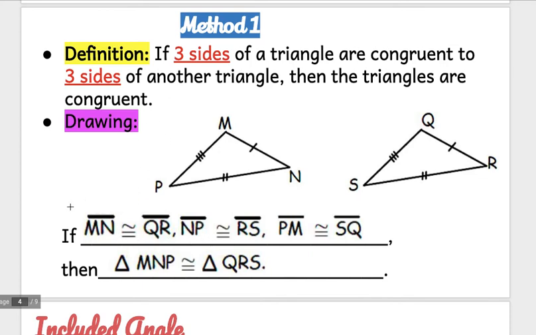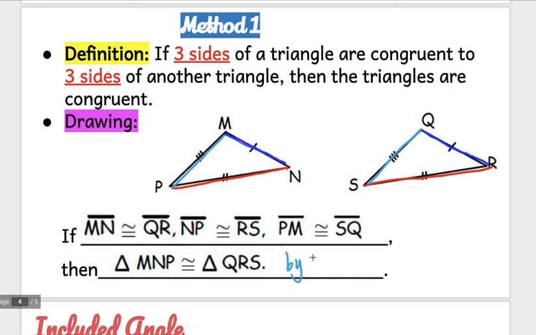If we convert this to an if-then statement, according to the picture: if MN is congruent to QR, MP, or you can even say PN, it doesn't matter, is congruent to RS, and lastly, PM is congruent to SQ. See, all three sides are congruent, then these two triangles are congruent. This is our congruent statement.